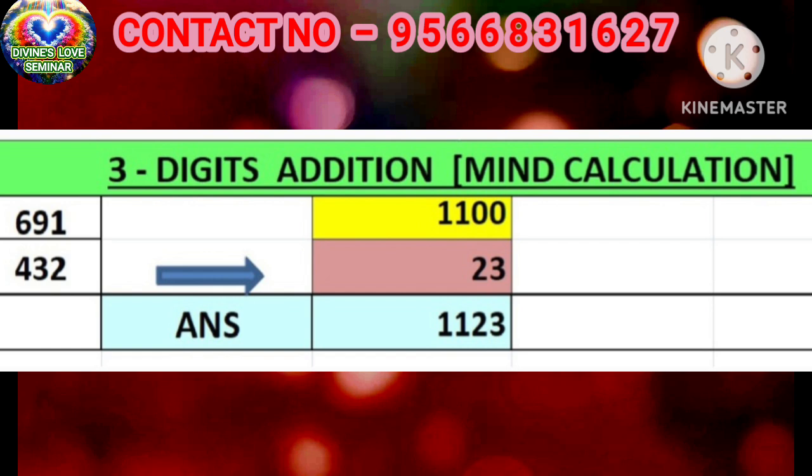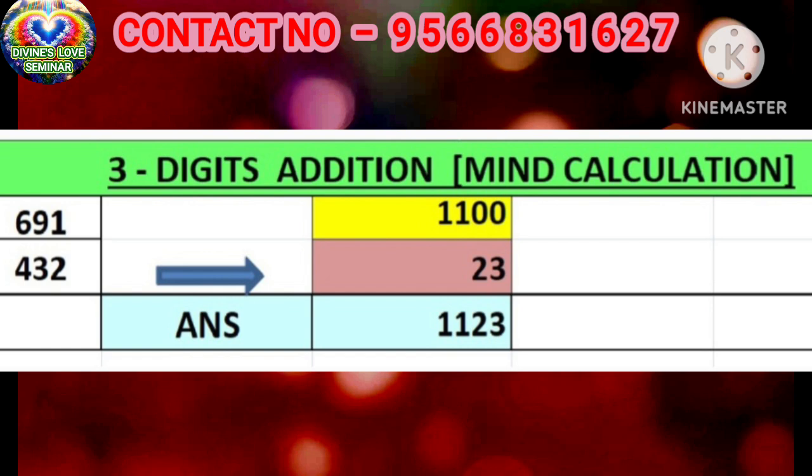691 plus 432. As usual, from left side to right side we should calculate. Okay. Ones place number, what is that? 1 plus 2 is 3. It is not above 10. Just leave it. Then go to tens place. 90 plus 30 is 120. It is above 100. What should you do? If it is above 100, this number 100 is added to the hundreds place numbers.